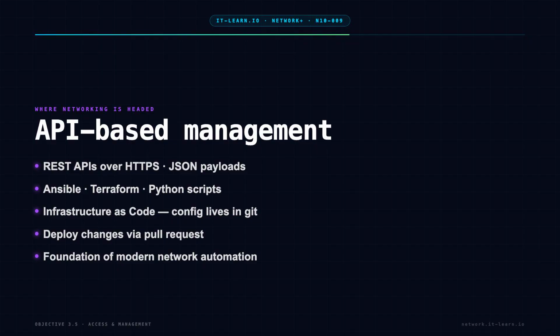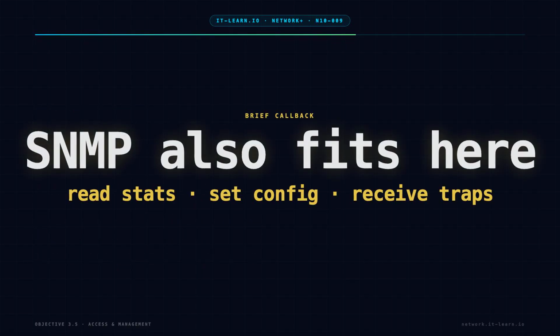And SNMP, which we covered back in Objective 3.2, gives you another angle. Read stats, set config values, receive traps. Different use case than SSH, but absolutely still management traffic.